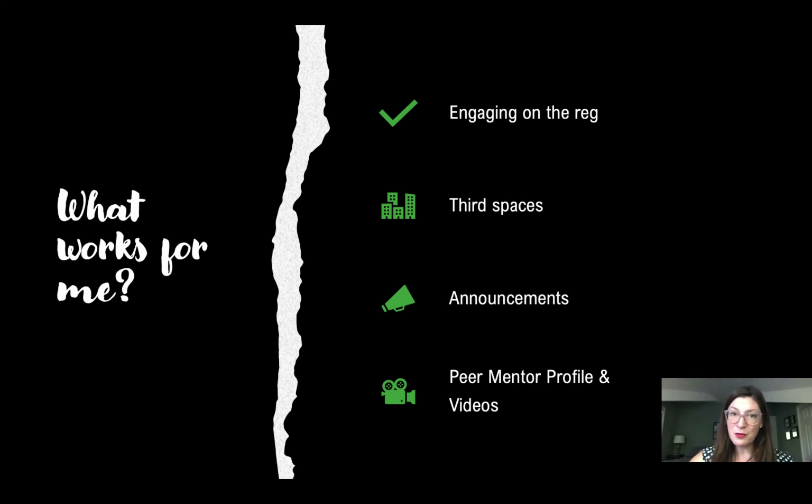Engaging regularly with your peer mentors is key. Empowering and facilitating third spaces for your peer mentor to run is also super effective. Allowing your peer mentor and suggesting that they post announcements throughout the semester is helpful, and creating opportunities for them to be visually present in our Canvas sites.